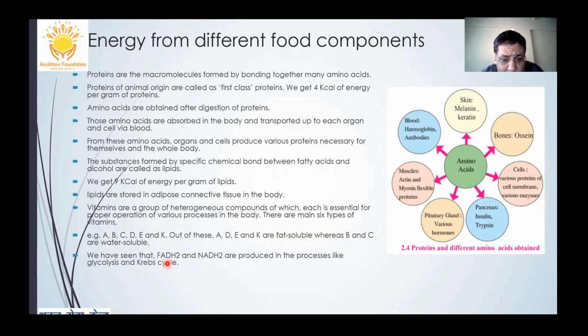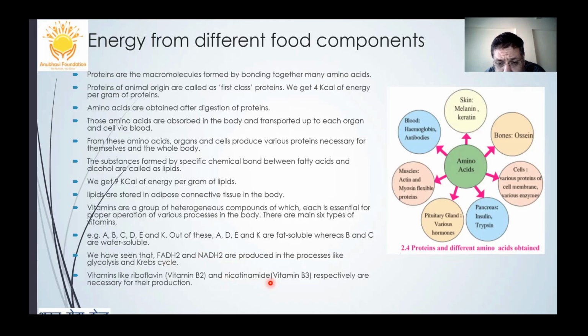So we have seen that FADH2, flavin adenine dinucleotide, and nicotinamide adenine dinucleotide are produced in processes like glycolysis and Krebs cycle. They are used for various purposes. Vitamins like riboflavin, that is vitamin B2, and nicotinamide, that is vitamin B3, respectively, are necessary for the production of FADH2 and NADH2. Very, very important. They will ask this question and they also ask the odd man out. Clear? You've understood this much?